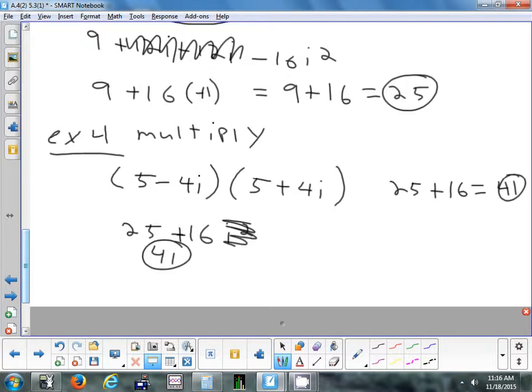Okay, so the trick, if you want to use it when you're multiplying conjugates, just take the first number, 5, square it. Take the second number, okay, not the i, not the negative, just take the number. Take the 4, square it, add them up, and you're done. Okay, that trick only works with conjugates.